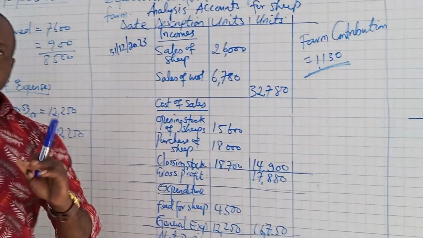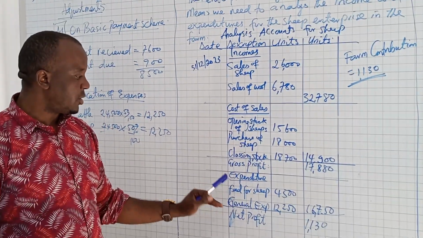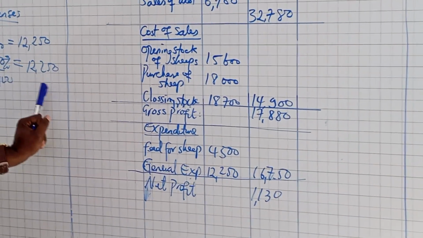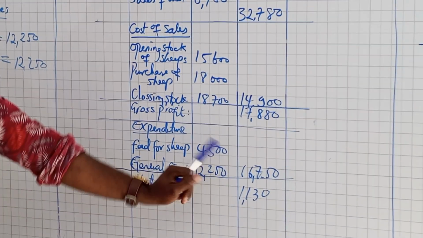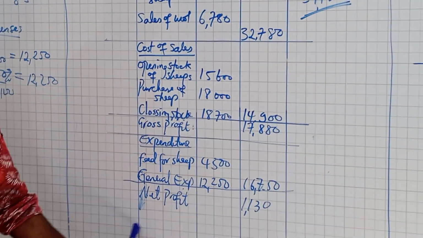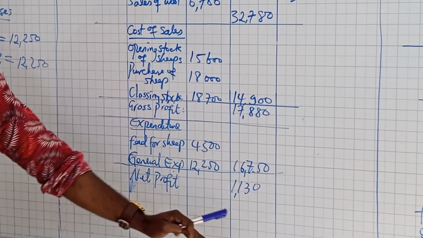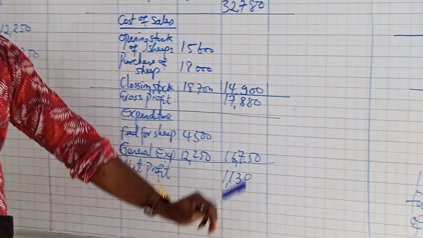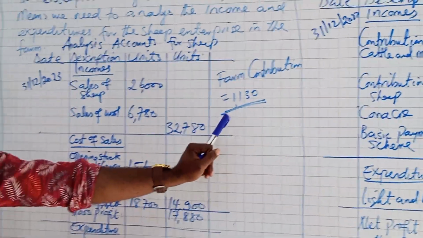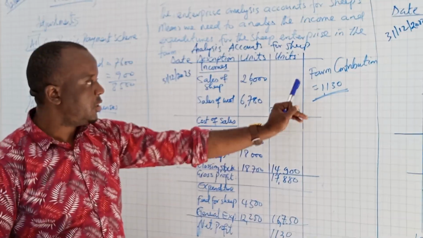But there are other expenditures that we need to minus, like the feed for the sheep and also this general expenditure. When you put them together, it gives you 16,750. So it means the net profit for the sheep enterprise is 1,130, which is the farm contribution. It is the contribution for the farm in the section of sheep.